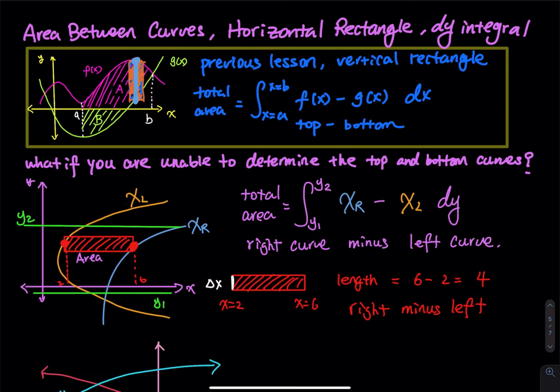So how do we figure out the left and right? First of all, you draw a rectangle. Do you see that there is a red rectangle? And then there is a point on the right curve. There is a point on the left curve. And then what is the distance between them?